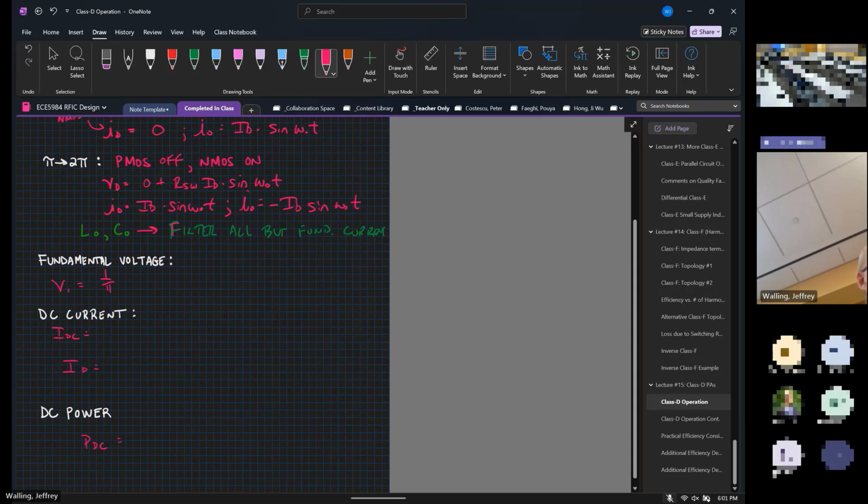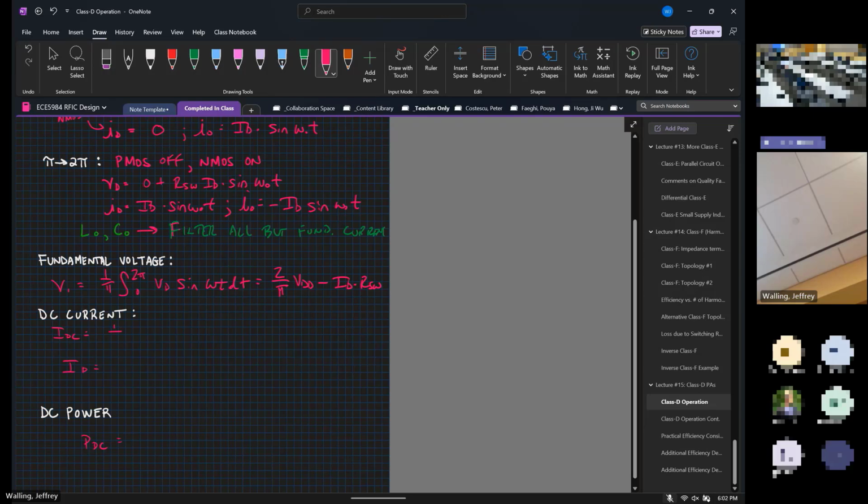1 over pi times the integral from 0 to 2 pi of v_d times sine omega t dt. This ends up being equal to 2 over pi times (VDD minus ID times R switch). So here, in the analysis, we're actually starting to take care of any loss we might have due to a switching resistance. Nominally, the switching resistance is 0 if it's an ideal class D, but in reality, there's going to be some switching resistance.